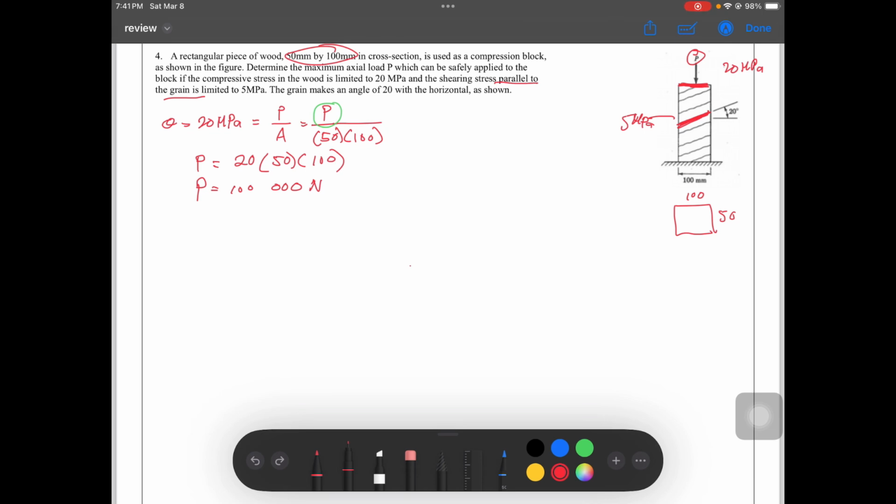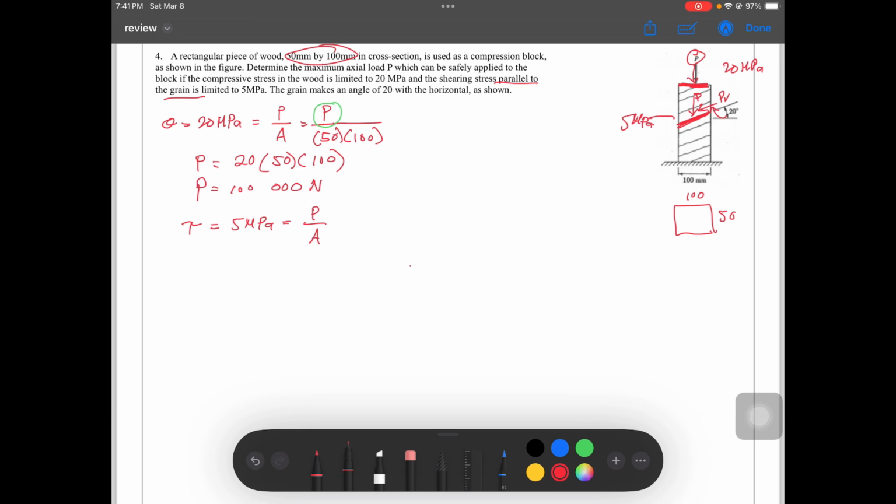So, let's check kung ano ang P na kayang dalhin dun sa parallel sa grain na shearing stress. So, our shearing stress is limited to 5 MPa. And then, P over A. Ano ang P natin? Our P cannot be yung P na ito. Hindi siya pwede. Kasi this P is, hindi siya parallel sa grain. Kapag nandito si P, ilipat mo dito ang P, hindi siya parallel. Kasi dapat ang kailangan nating P for shearing stress is yung ganito, PV, parallel to the plane.